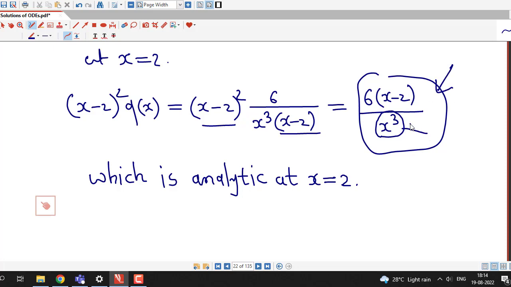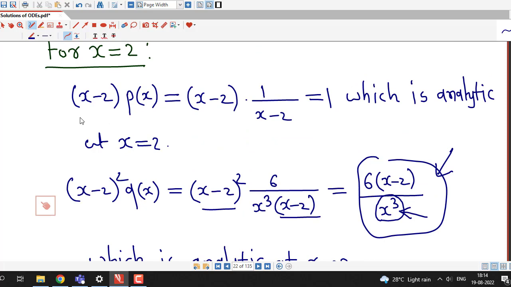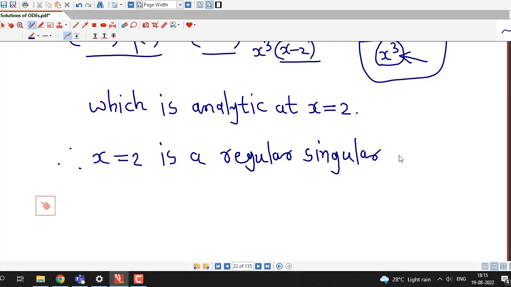This is a rational function, a division of two polynomials. It is not analytic at those points for which the denominator is 0. The denominator is 0 if x equal to 0 only. That means this function is analytic at x equal to 2. So we can see (x minus 2) times p(x) and (x minus 2) square times q(x) both are analytic at x equal to 2. Therefore x equal to 2 is a regular singular point of the given differential equation 1.